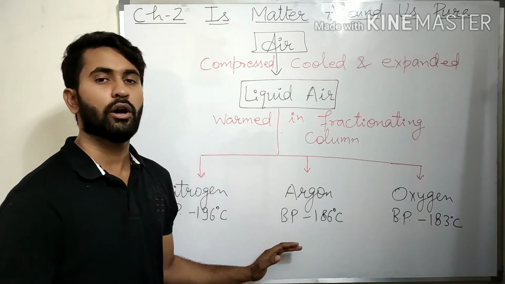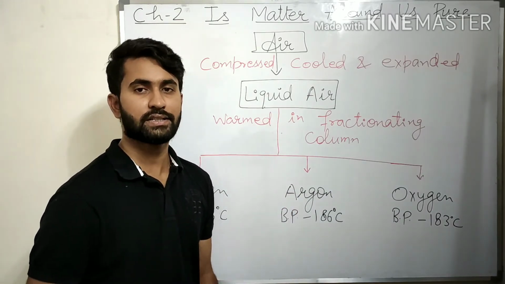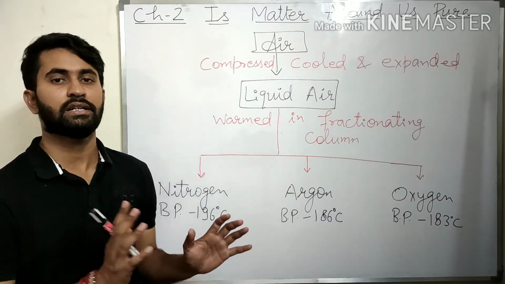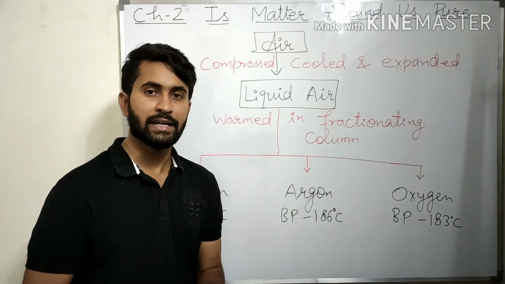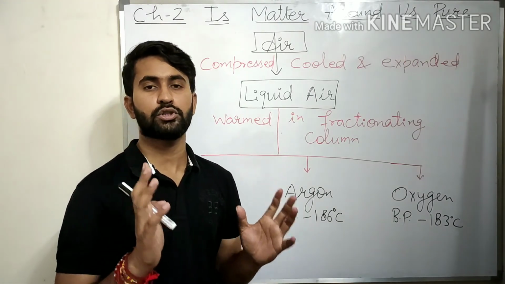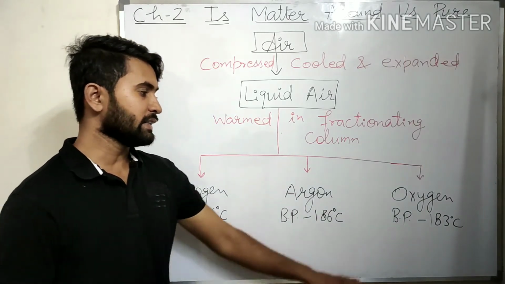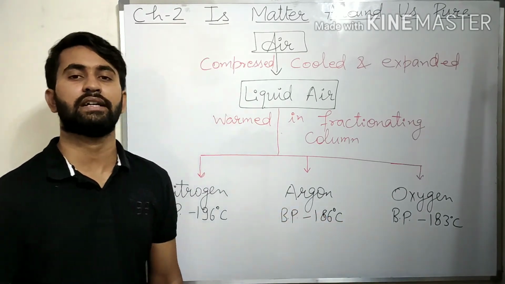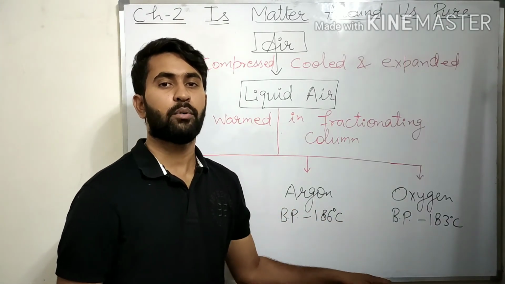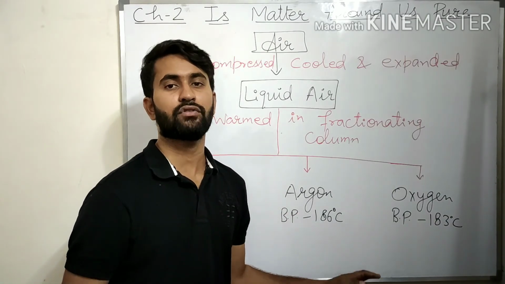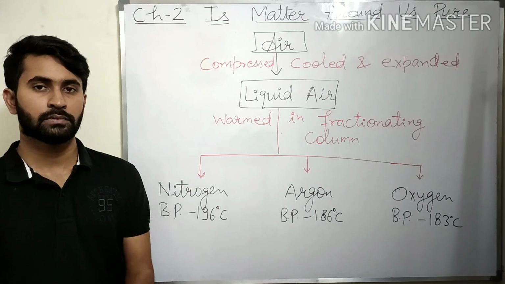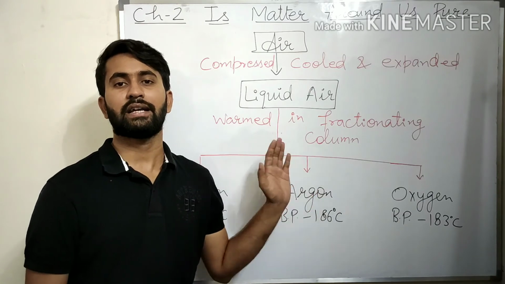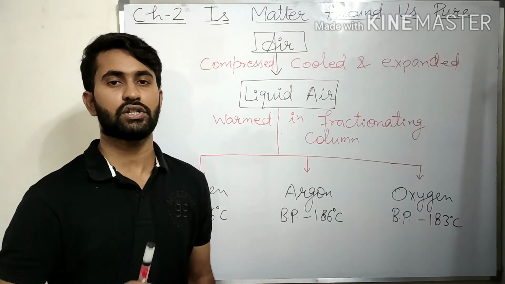Argon has a boiling point of minus 186 degrees Celsius. So after nitrogen, the argon boils and converts into argon gas, collected from the middle portion of the fractionating column. And the oxygen, with the highest boiling point of minus 183 degrees Celsius, boils last and is collected from the bottom part. So this is the process used for separating different gases from air by fractional distillation.